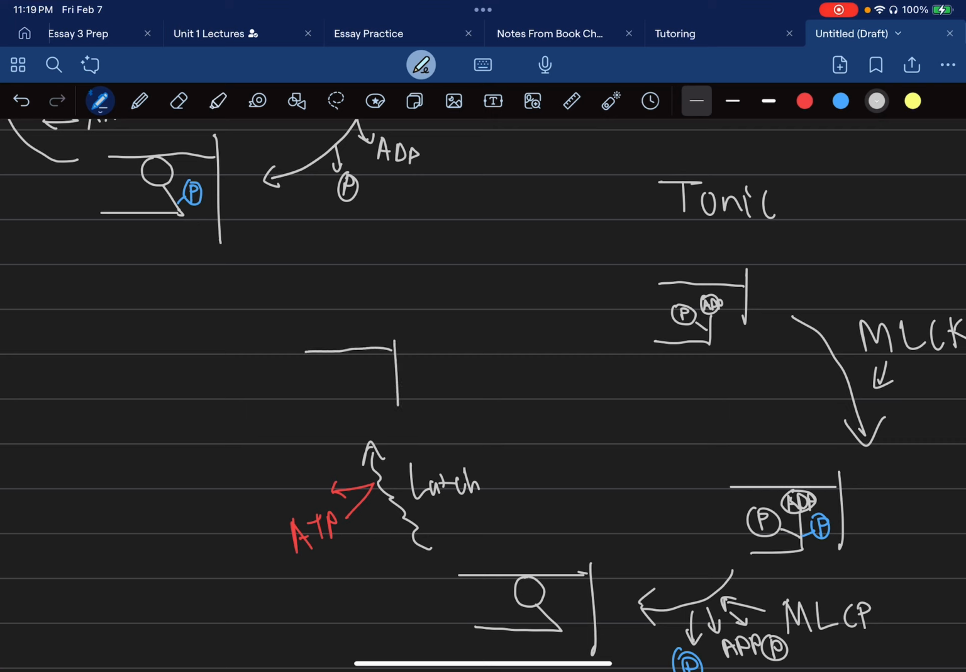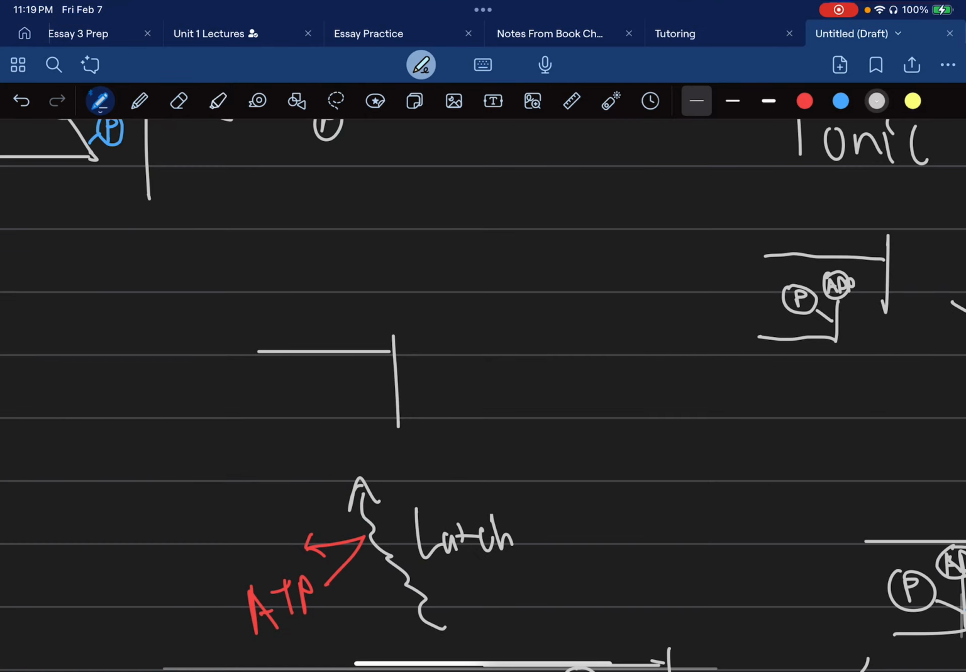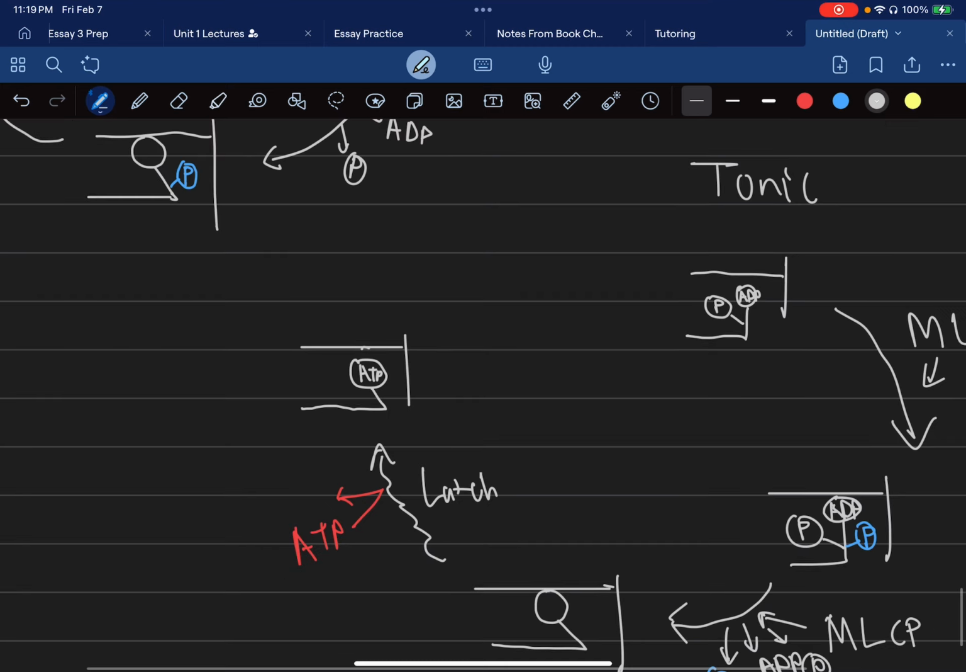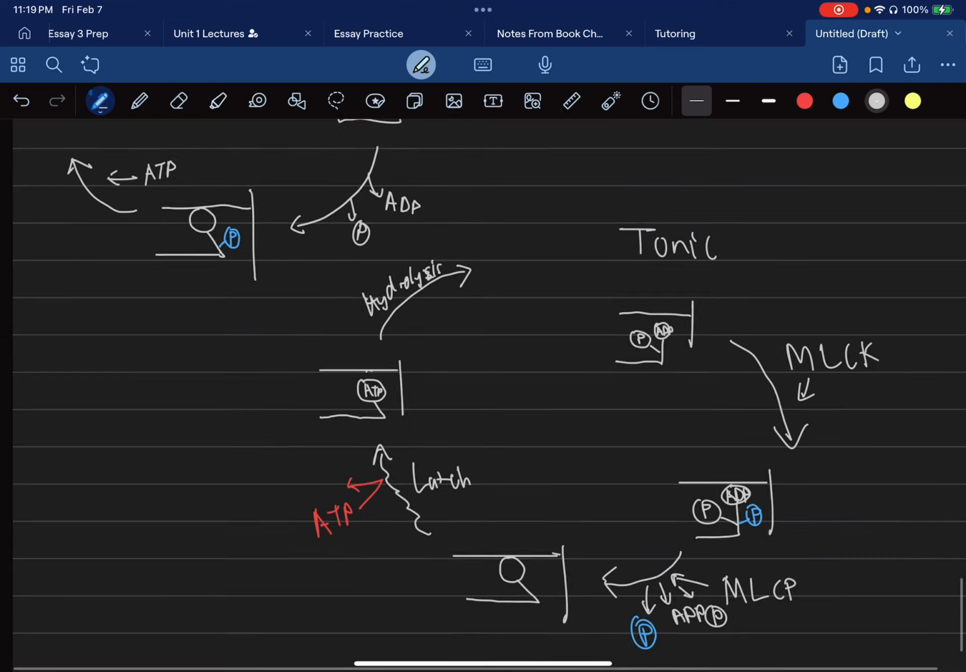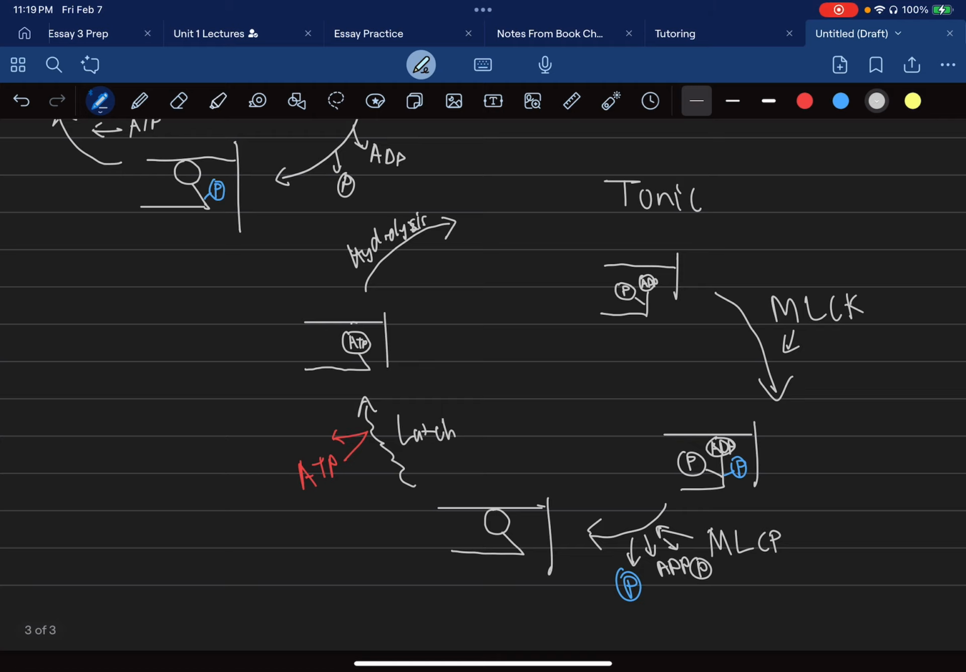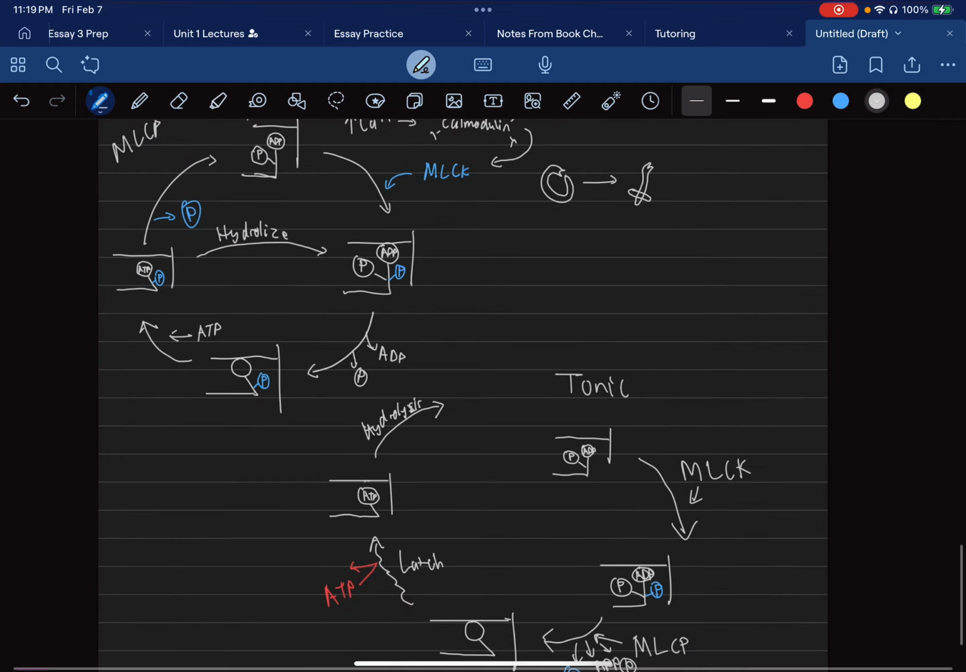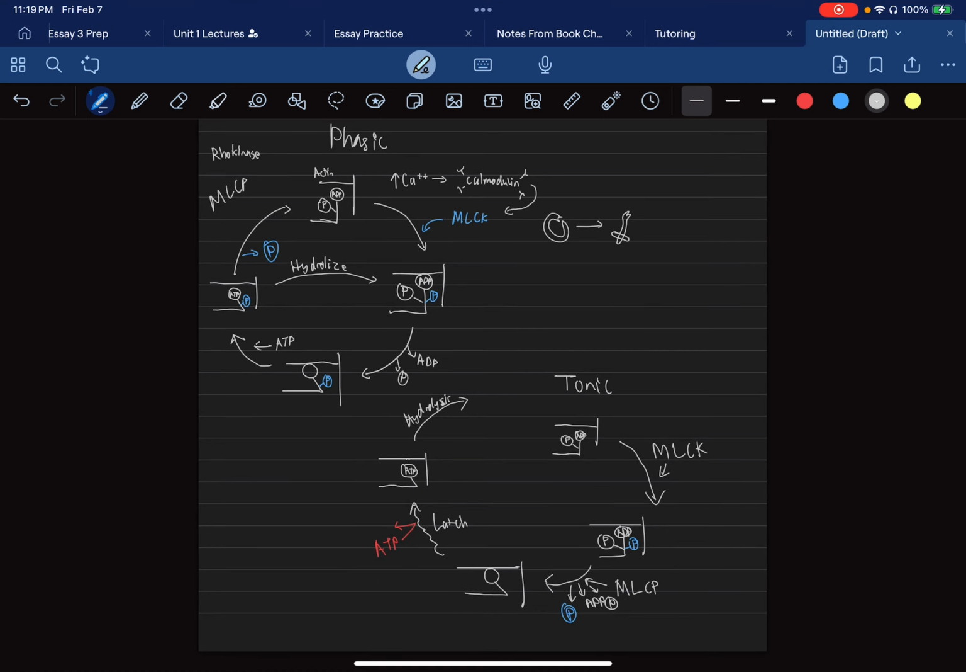Eventually, that ATP is going to be able to bind onto it, oh, sorry, I drew it connected. Eventually, ATP is going to be able to bind onto it and help us to get our myosin off of the actin. And then our same step of hydrolysis is going to get us from the ATP to the ADP and the phosphate group. So slightly different there for the tonic versus the phasic.